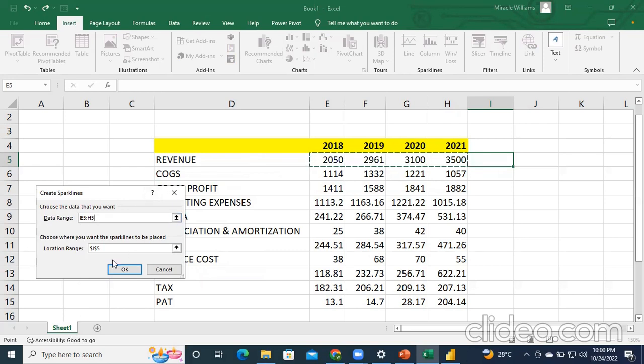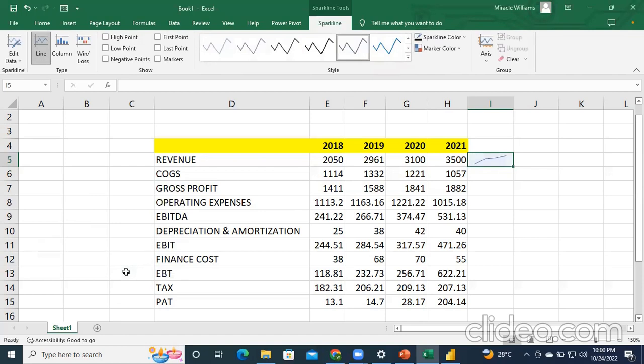Once you have done that, you then come to location range. Location range, where do you want the outcome or the results of the trends to be placed? We want it to be placed in this very column I. So we are going to select that column I. Then I say okay.